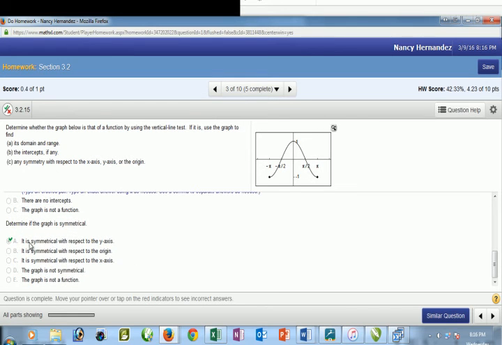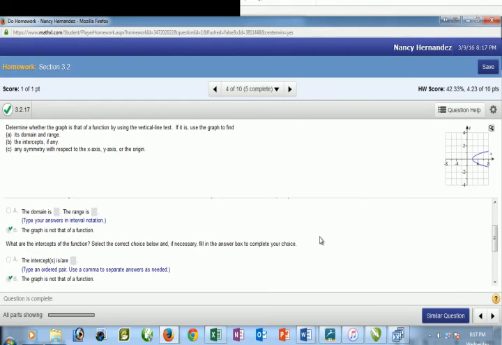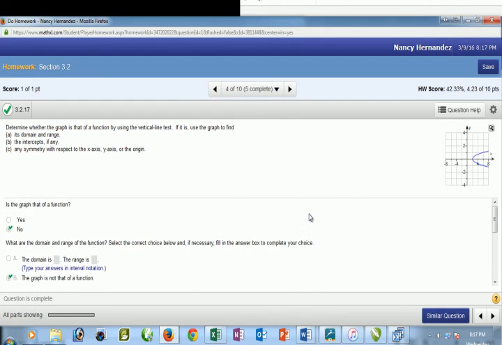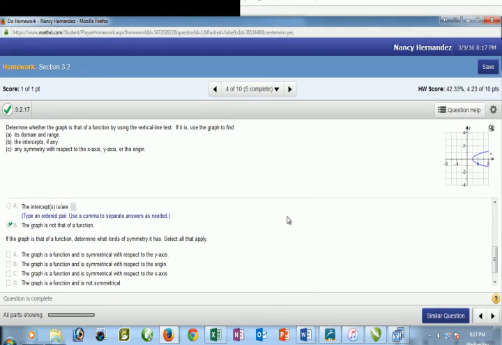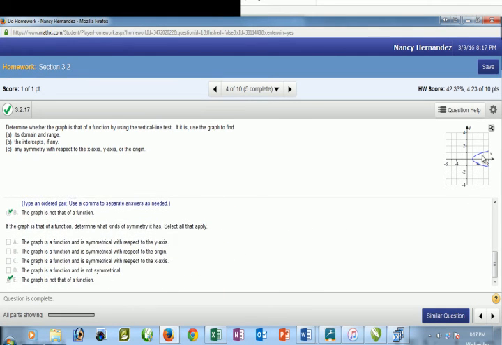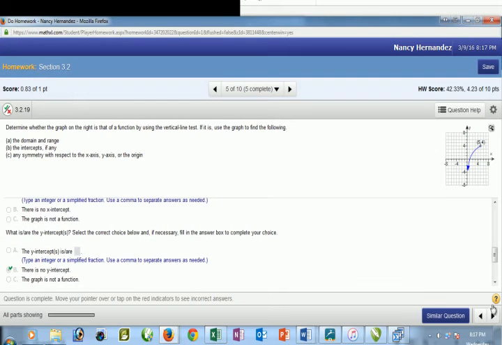Watch the question. Is it symmetrical with respect to the y-axis? Yes, because you can fold it. I call that one the butterfly. Cool. Not a function, not a function, not a function. Why? Fails the vertical line test. This one should be a function.